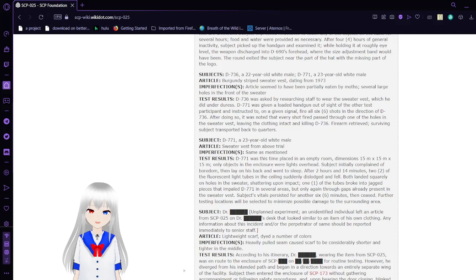After doing so, it was noted that every shot fired passed through one of the holes in the sweater vest, leaving the clothing intact and killing D736. Firearm retrieved, surviving subjects transported back to their quarters.